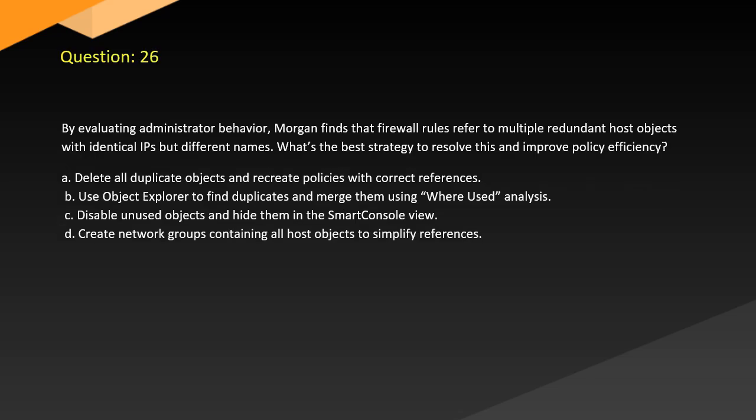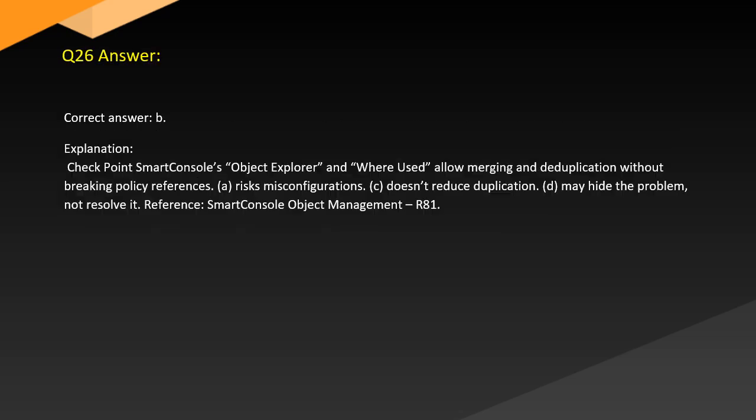Question 26. By evaluating administrator behavior, Morgan finds that firewall rules refer to multiple redundant host objects with identical IPs but different names. What's the best strategy to resolve this and improve policy efficiency? A. Delete all duplicate objects and recreate policies with correct references. B. Use Object Explorer to find duplicates and merge them using a where-used analysis. C. Disable unused objects and hide them in the SmartConsole view. D. Create network groups containing all host objects to simplify references.